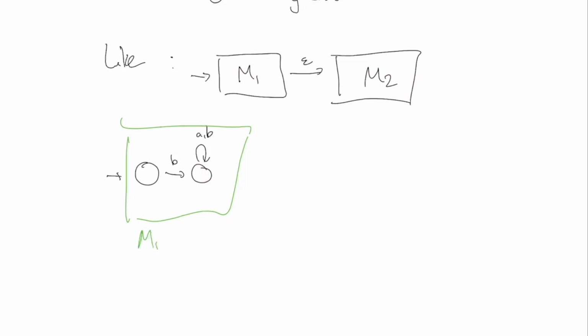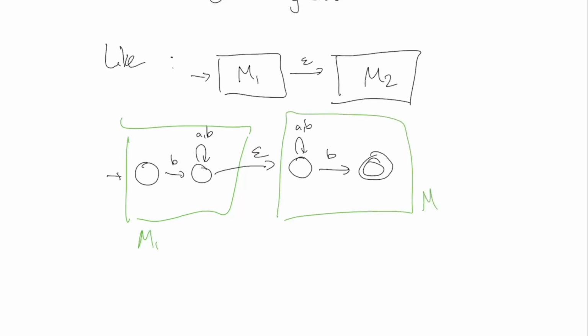Instead, this will have an epsilon going into the starting state of M2. And then the M2 machine looked like this. And now I'll have a real accepting state. So this is the M2. So you take the accepting state from the first one and tie it with an epsilon into the starting state of the second one, like this. All right? So this is a simple way to get a concatenation of two languages using the epsilons.